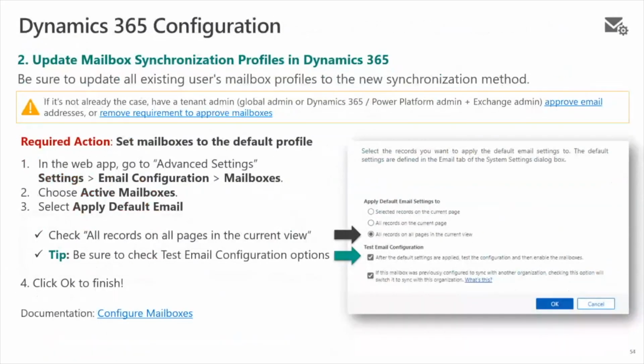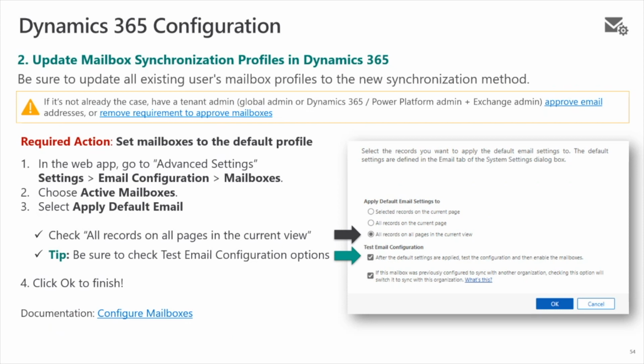You need to update the mailbox synchronization profiles in Dynamics 365. So you can do that in bulk for all of your users. So it can be a fairly straightforward action in your deployment. You just need to go to settings, email configuration, go to mailboxes, and go to active mailboxes. And then you can select apply default email configuration.